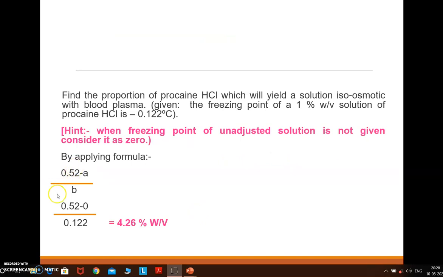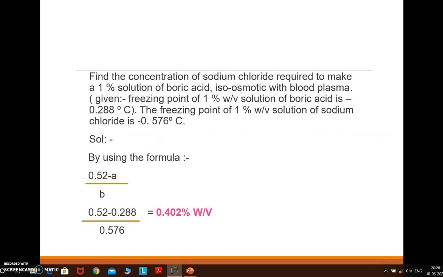So we are going to apply the same formula over here, and you can see that I have taken A as 0. I don't have any unadjusted solution, so it would be considered as 0. So the formula is 0.52 minus A divided by B. Applying the content into it, 0.52 minus 0 divided by 0.122. The answer is 4.26% weight by volume of procaine hydrochloride will yield a solution isoosmotic with blood plasma.